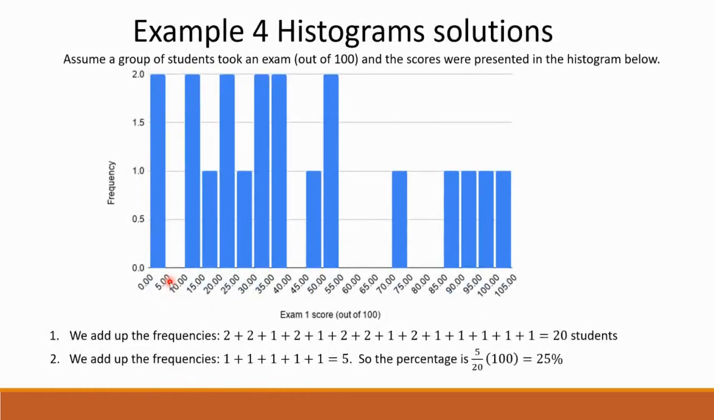Well, how many students took the exam? Well, we add up the frequencies. We have 2 plus 2 plus 1 plus 2, 1 plus 2 plus 2, 1 and 2 plus 1, 1, 1, 1, 1. And assuming my arithmetic is correct, which I think it is, we get 20. You get 20 students.